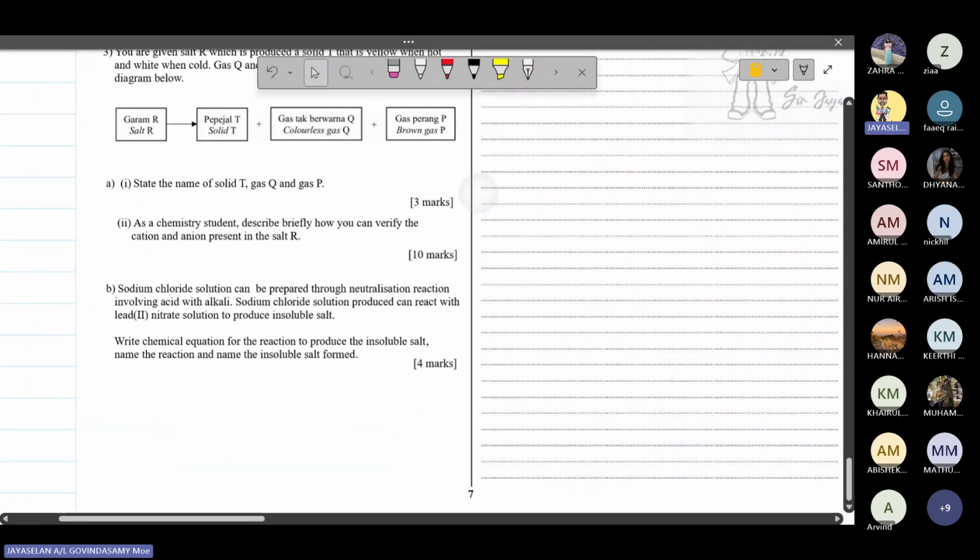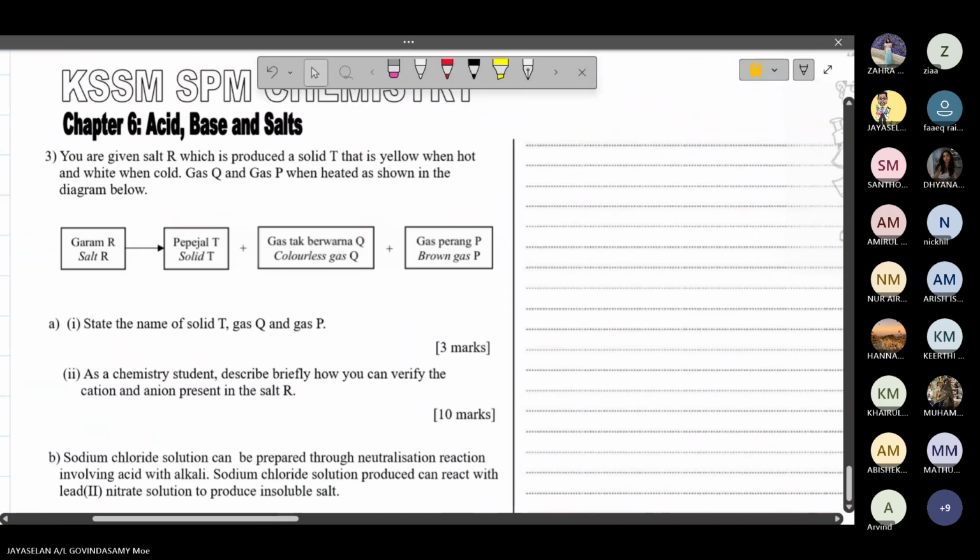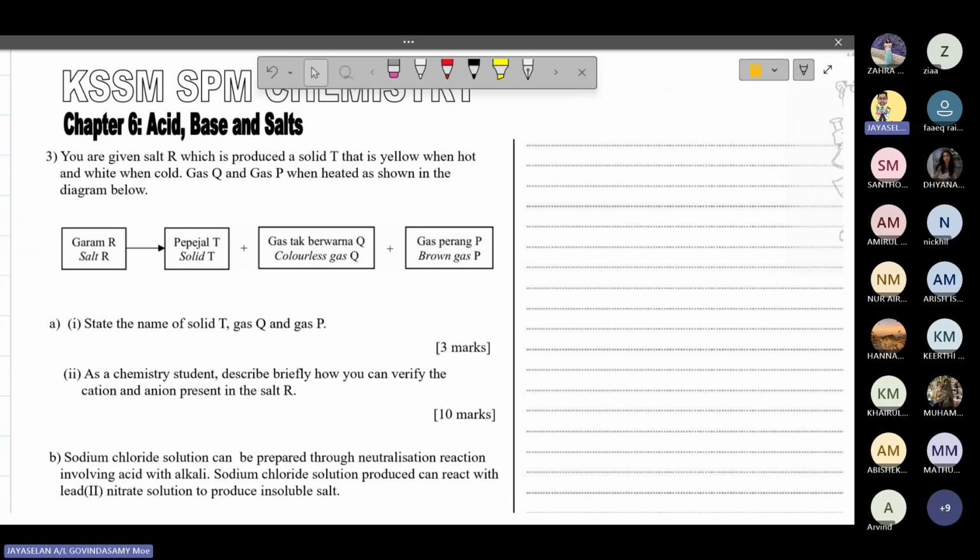Your page 7. Okay. You go and see all the past year question. Okay, trial paper question. Okay, this year salt macam ni lah. Okay, so we do together. All of you ready? Okay, so they put here garam R, solid T, colorless gas Q, brown gas P. Okay, so you see here very simple.